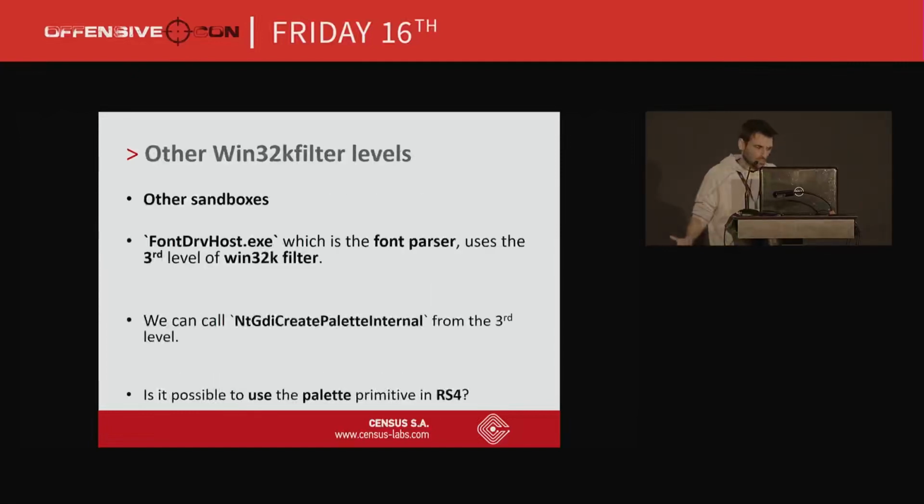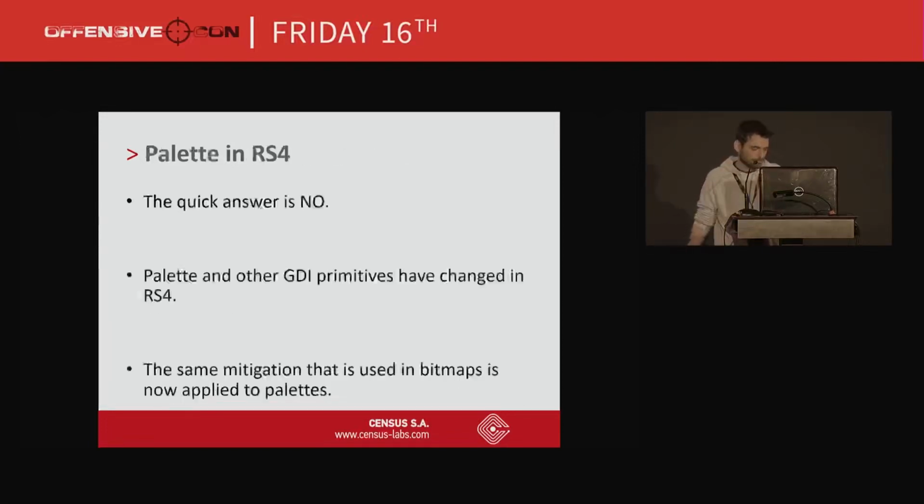But what about other sandboxes? For example, the fontdrvhost.exe, which is the font parser that used to live in the Win32k and now lives in user space in the sandbox process, uses the third level of the Win32k filter. And from that Win32k filter, we can actually create a palette object. But the question is, are we able to use the palette primitive in Redstone 4? And the quick answer is no.